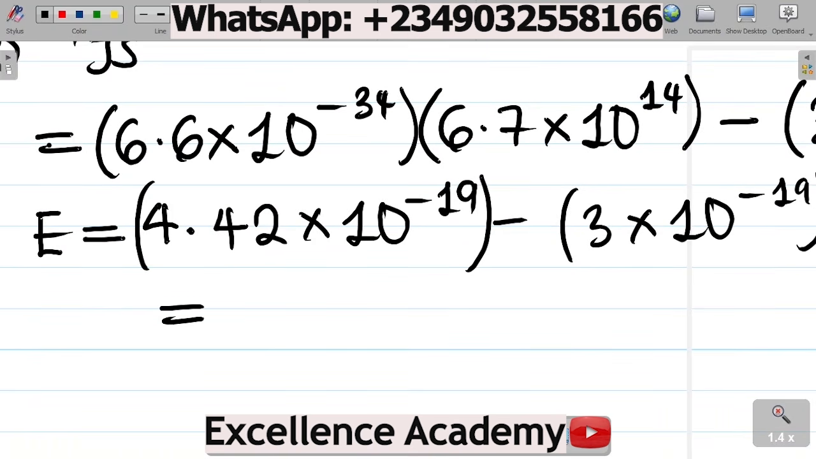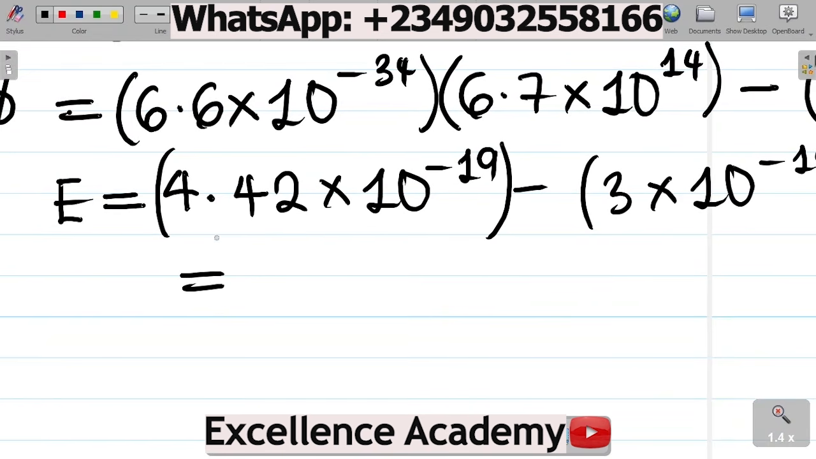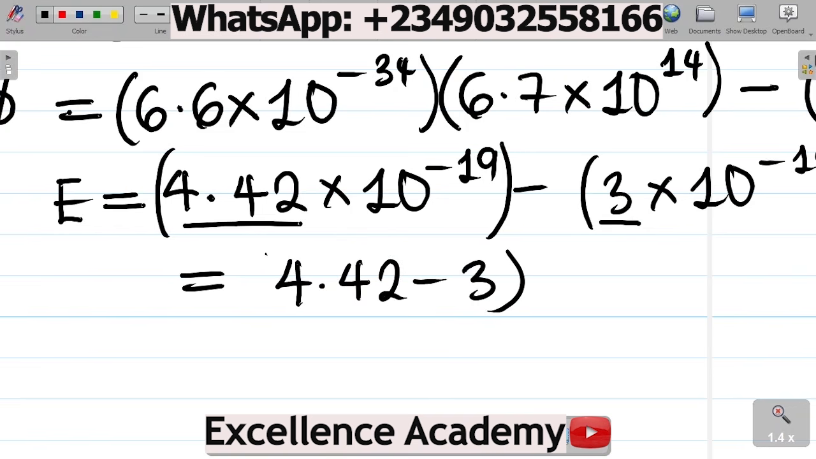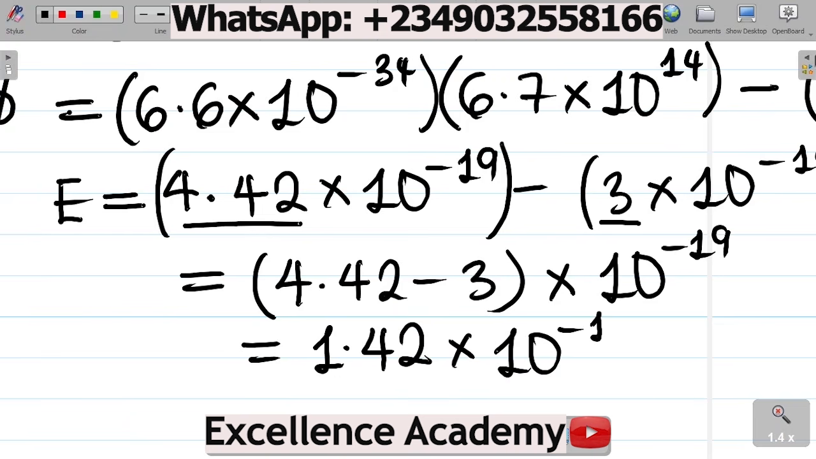This will be equal to, now since both of them have power 10 to the power minus 19, I'll just take the numbers before that, which is 4.42 minus 3. Since they have the same power, we'll just take times 10 to the power minus 19. Now, when you subtract this, 4.42 minus 3 gives you 1.42 times 10 to the power minus 19. Energy is in joules, so that is my answer, 1.42 times 10 to the power minus 19 joules.